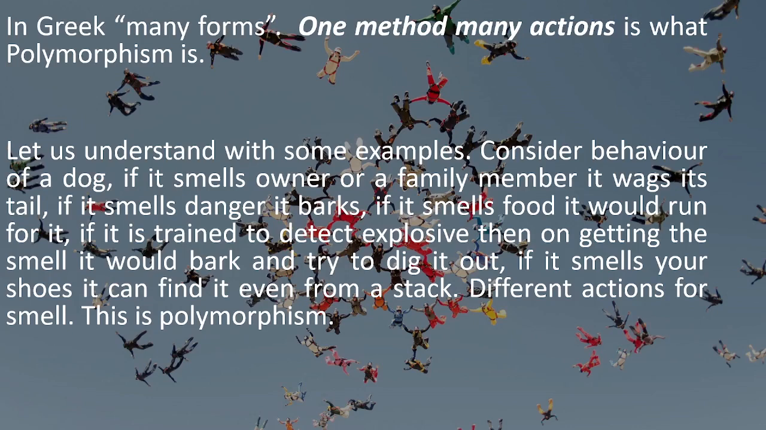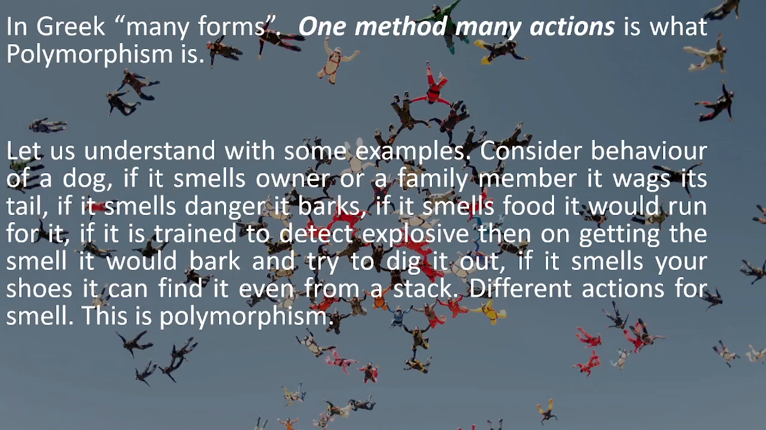Polymorphism is all about this. Poly means many forms or many methods. Phism means activities. So many activities, or many forms, many actions. So one method, many actions is polymorphism. So let us understand with some examples.